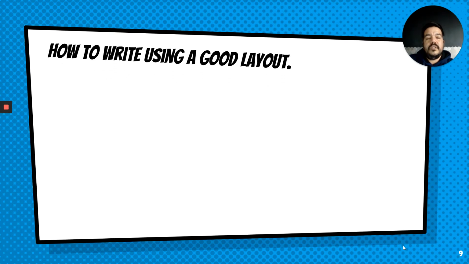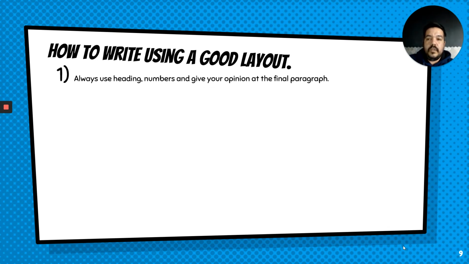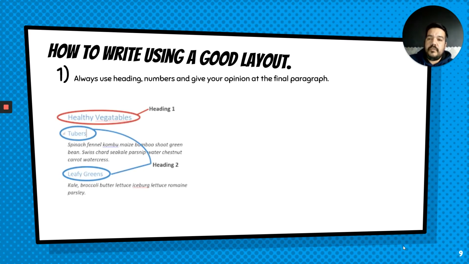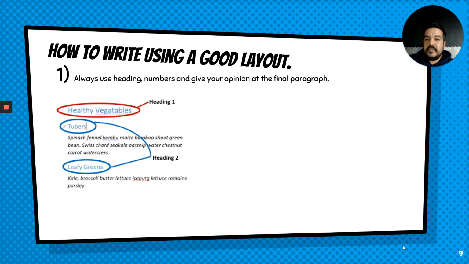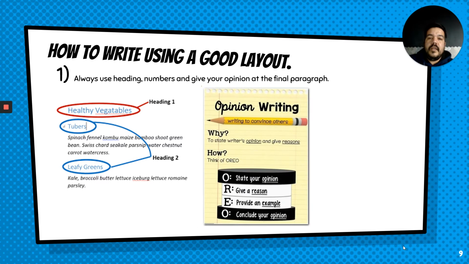How to write using a good layout? 1. Always use headings, numbers, and give your opinion in the final paragraph. There you have an example of headings: healthy vegetables, tubers, leafy greens. And related to your opinion, here you have a picture that explains very well how to give your opinion.